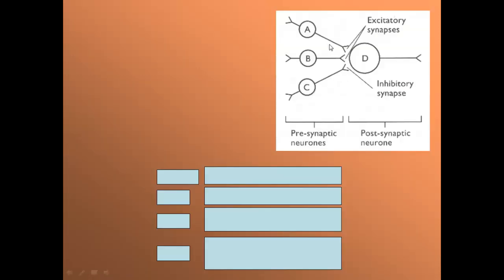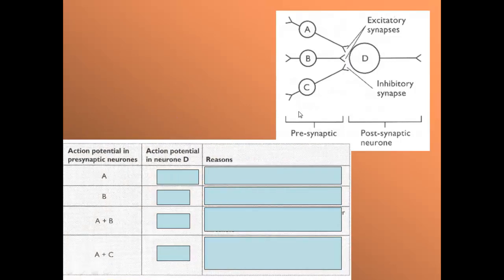Let's look at these synapses here. We've seen these before. Let's have a look at them again. We've got A here, which is an excitatory synapse, B, which is an excitatory synapse, and C, which is an inhibitory synapse. So this is probably opening up K+ channels in D here, these two opening up Na+ channels here. Now we've got these possibilities.